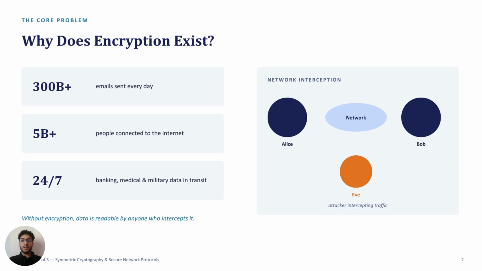Let's start with the fundamental question: why does encryption exist at all? Every day, over 300 billion emails are sent, and billions of people conduct banking transactions, medical consultations, and military communications over shared networks. Without encryption, any packet intercepted in transit is immediately readable. The attacker doesn't need to break anything; they just need to be in the right place on the network. Encryption exists to make the intercepted data useless without the secret key.